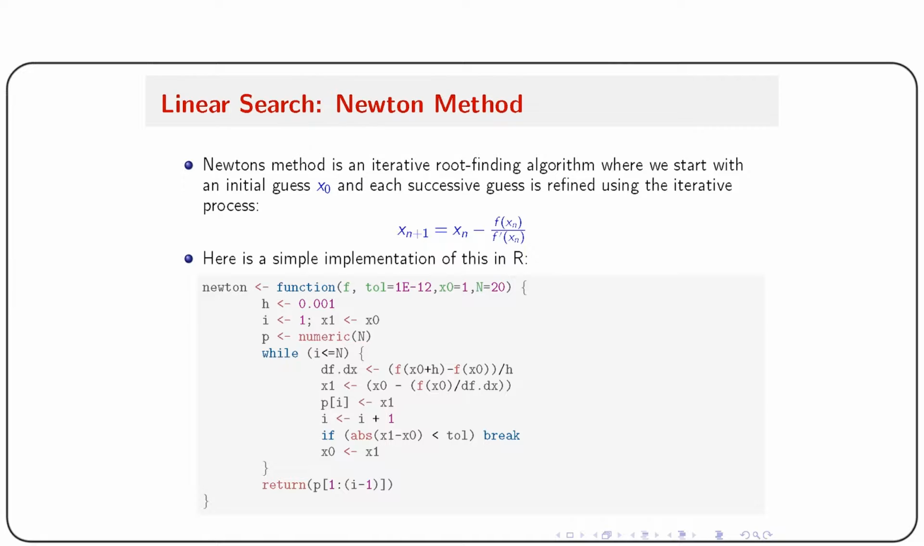So x1 equals x naught minus f of x naught divided by df dx, and then p[i] equals x1, then i equals i plus 1, and if the absolute difference between x1 and x naught is less than TOL, then break, otherwise x naught equals x1. Then finally close the while loop and return p[1 to i minus 1], and that will give you the whole sequence of the results of the iterations step by step.